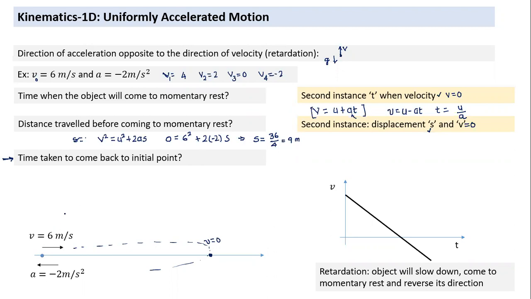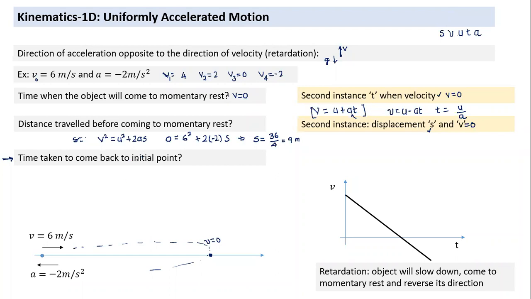What are the terms we are dealing with? We are dealing with terms of velocity. In all cases, what terms do we deal with? Displacement, velocity, initial and final, time and acceleration. So which one is important when it comes back to initial point? See, when we say momentary rest, what does it mean? Momentary rest means V is equal to 0.